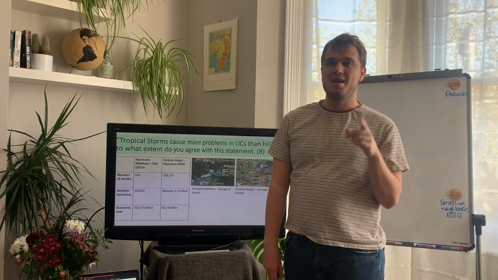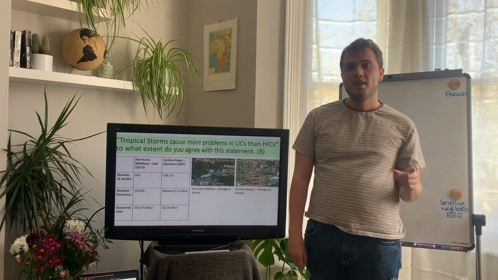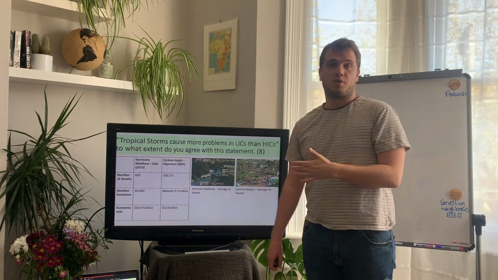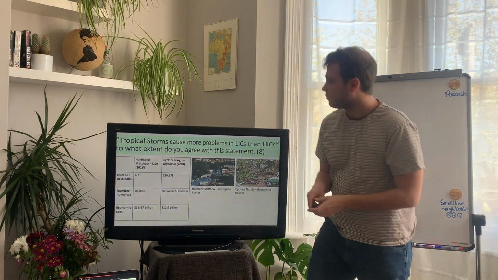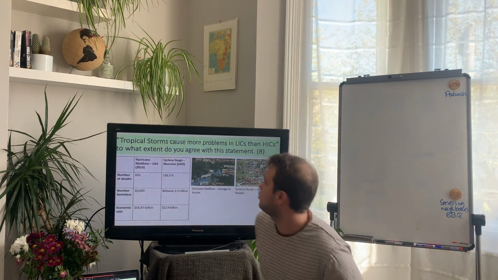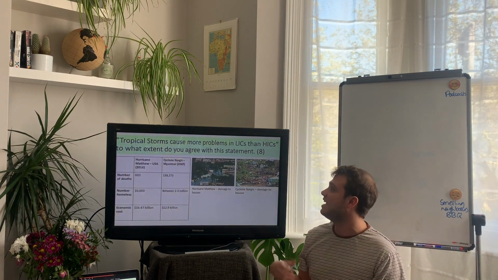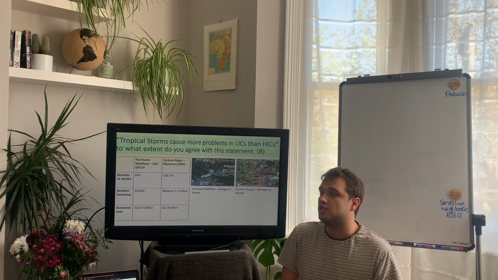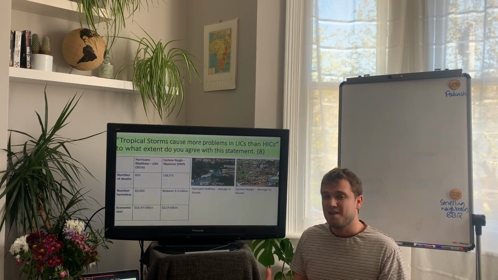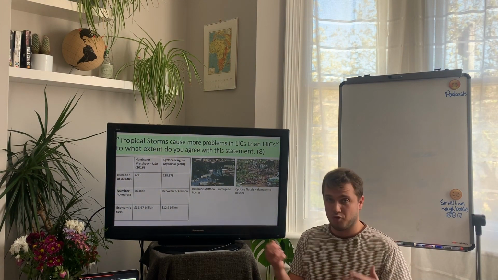And I will show you in a minute how to do that. But before we do, we're going to talk through the question and we're going to plan it together. So the question is, tropical storms cause more problems in LICs than HICs. To what extent do you agree with this statement? So an 8-mark question is quite a straightforward structure, for and against.